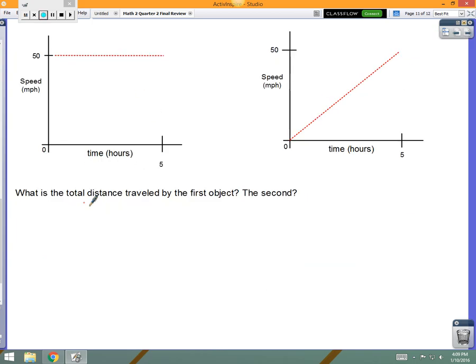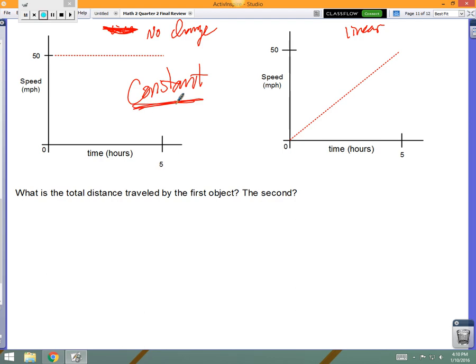Okay, so these two graphs, what's the difference between this one and this one? This one is not linear. There's no change. This is a linear graph. So there's no change at all. This is time versus speed. So time at 0 all the way to 5 hours. So you're clocking this guy for 5 hours. So 5 hours, this guy's speed does not change at all. It stays constant. So this is called a constant graph. So if there's no change, it's constant.